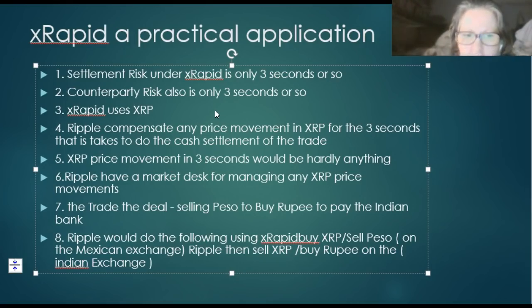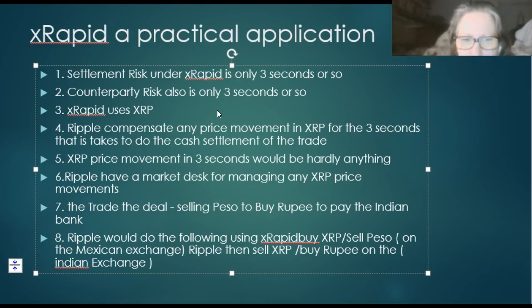Okay? Number 7, coming back to our client, the Mexican bank that needs to pay the Indian bank. They need to pay the Indian bank rupiah. The Mexican bank has peso, which is its domiciled domestic currency. The trade, the deal, as we said, needs to be selling peso to buy rupiah to pay the Indian bank. The client uses xRapid.